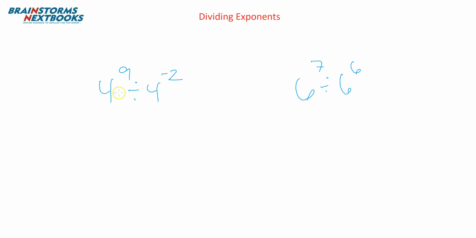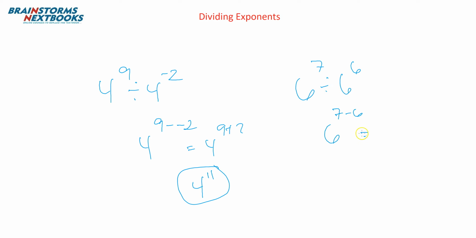All right, so look at these ones. This one is 4 to the, without thinking too hard, him minus him, 9 minus a negative 2. Don't forget, minus a minus becomes a plus. So this becomes 4 to the 9 plus 2, so the answer would be 4 to the 11. Tricky. All right, look at this one. No big deal. It's division, the bases match, so it's 6 to the 7 minus 6, him minus him. So that just becomes 6 to the 1, or 6, and we're done.